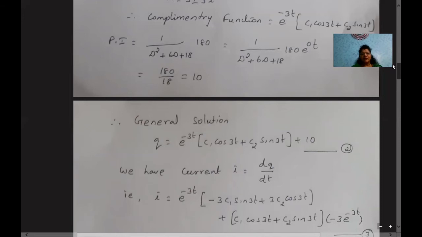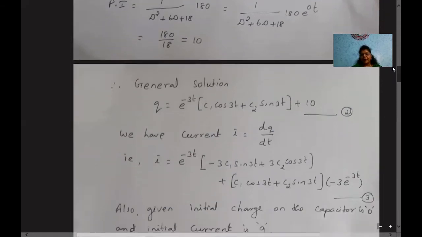Hence, the general solution is the complementary function plus the particular integral, that is q equal to e power minus 3t into c1 cos 3t plus c2 sin 3t plus 10. This I am keeping as equation number 2.